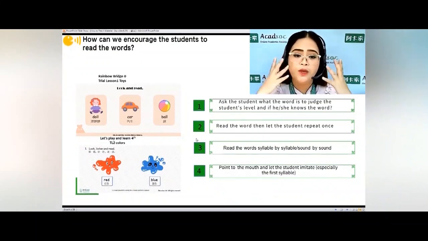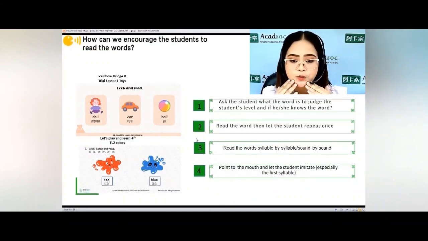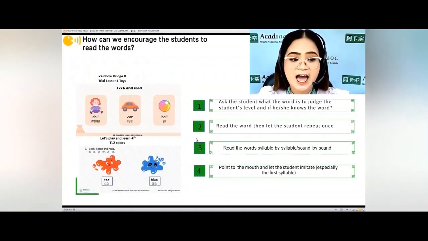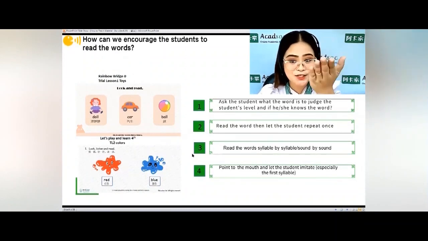Why? The way we position our lips could greatly affect the way we enunciate the words. So we have to do it like this. Okay, Lily, I want you to say it. Duh, duh, doll, doll. It's your turn.